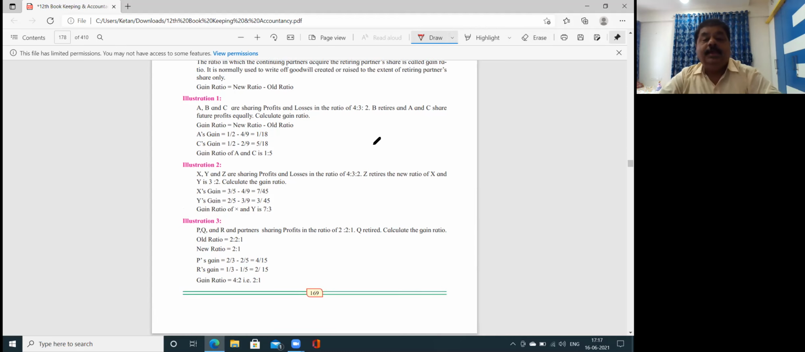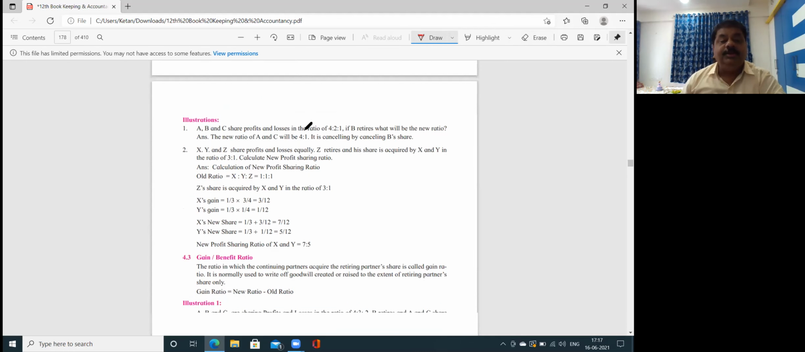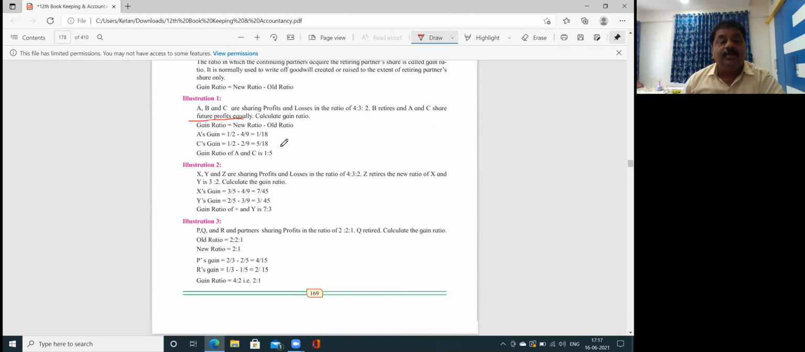Illustration. A, B, C are partners in 4:3:2. B retires and A and C share future profits equally. अब इनका नया रेशो दिया है, देखो, specifically given to you. Now in this case you need to calculate the gain ratio properly. करना ही पड़ेगा. You cannot say it is a new ratio. No. अब देखो कैसे करना है. So half. This is the new ratio.